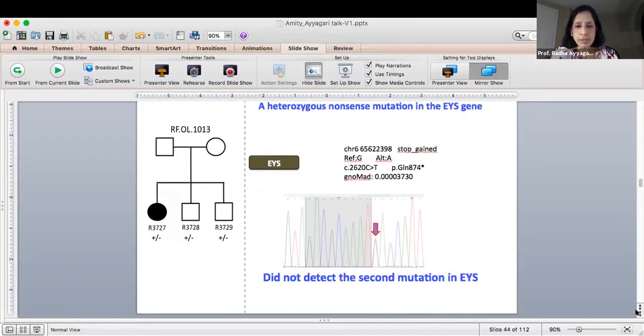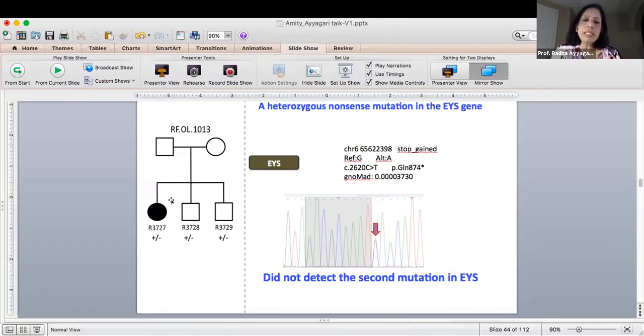I'm going to skip this. As I said, I'm sorry, I had hidden these slides, but since we are using a different mode, now they show up. So here is another pedigree we studied, where again, there is only one affected individual.